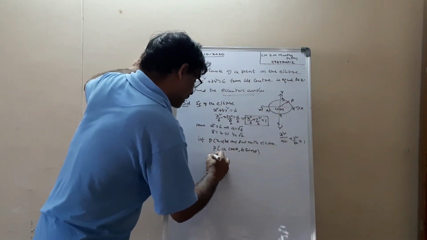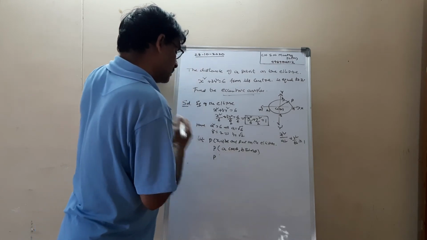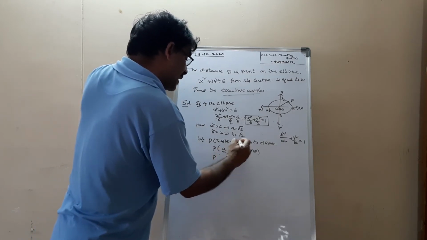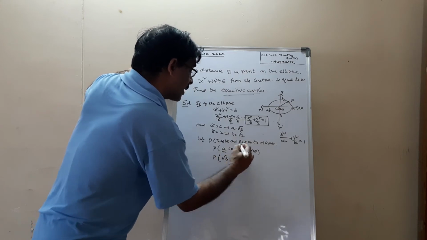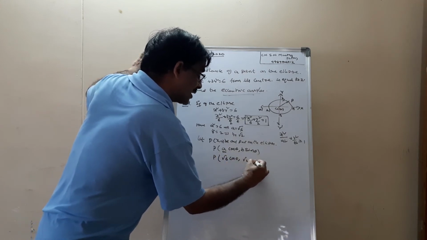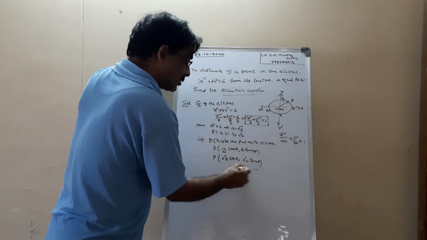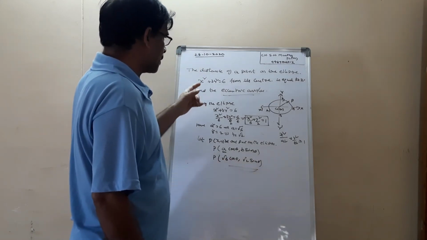Here P equals a cos theta, b sin theta, where a we have already as root 6. So P equals root 6 cos theta, root 2 sin theta. So we have the point P. Once again, go through the problem.